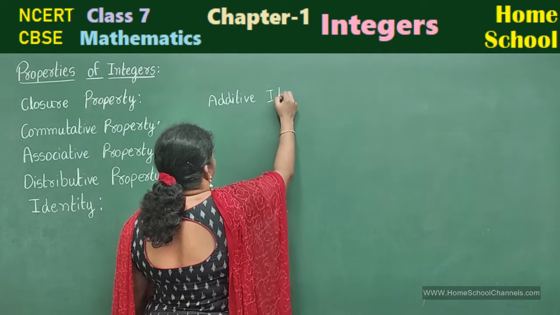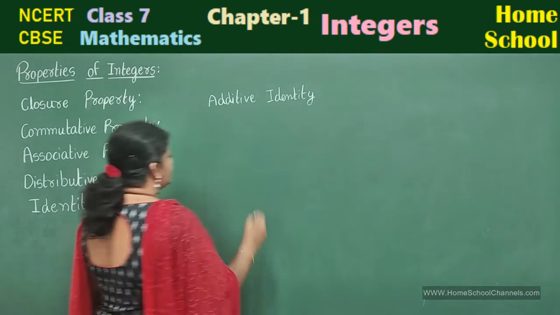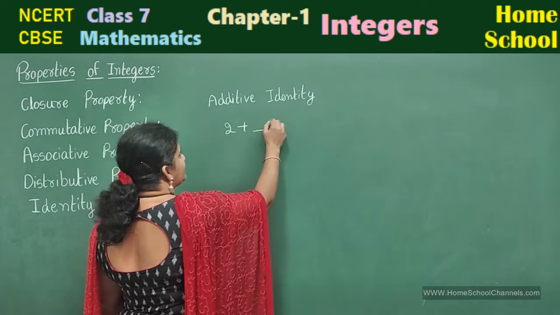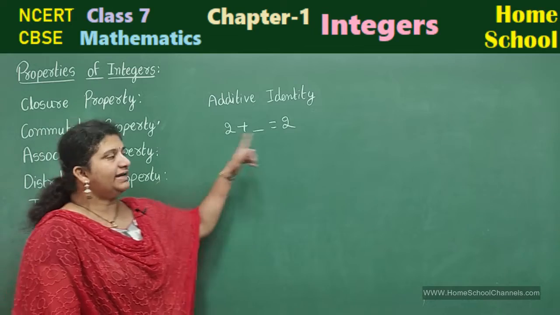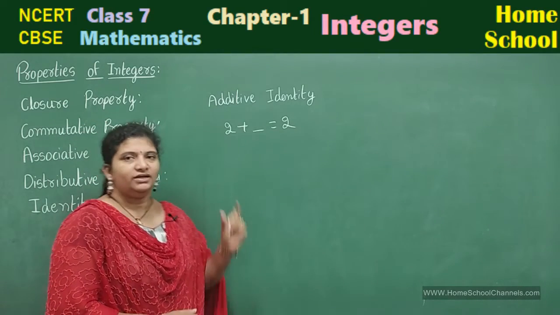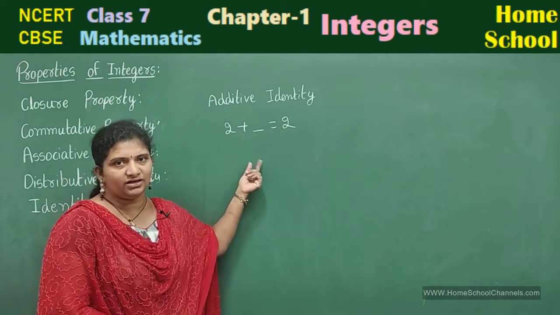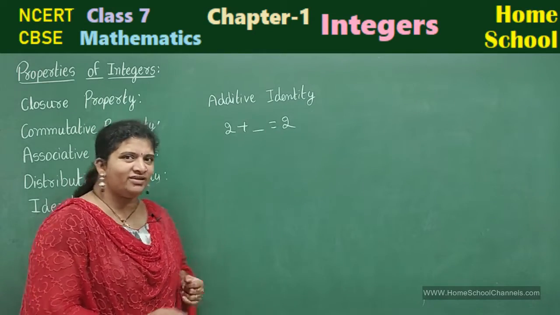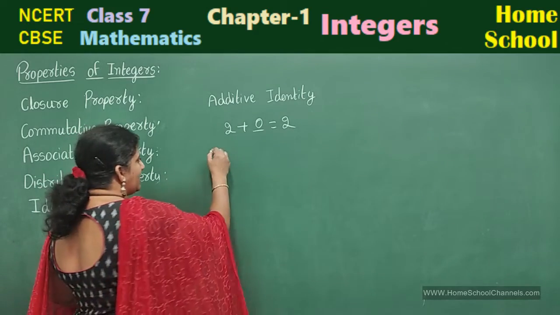Additive identity. Suppose I take any number, say 2, and you add some number to get the same value. Identity means the same identical number, you should get the result. Take any integer, if you add something to that integer, you will get the same number. What do you add to get the same number? Yes, it is 0.